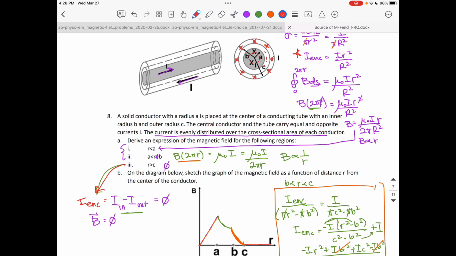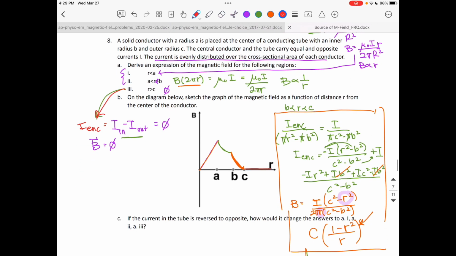Same thing with 2. The fact that the outside current is switching doesn't change the magnetic field when it's within that tube. So that's also going to stay the same. So let's write this down. For 1 and 2 it's the same, but if you want to write it down, it'll be mu naught I r over 2 pi big R squared, and then this one would be mu naught I over 2 pi r.